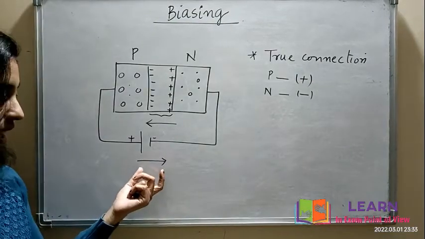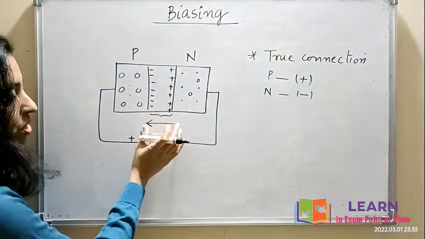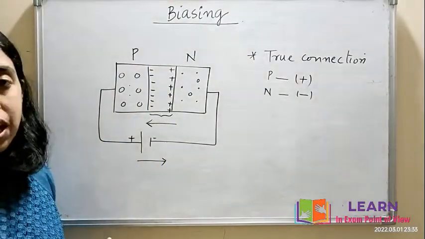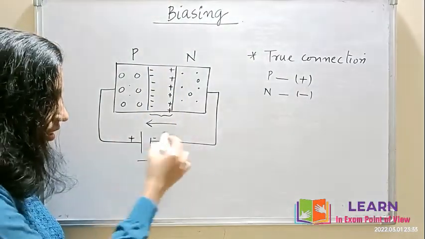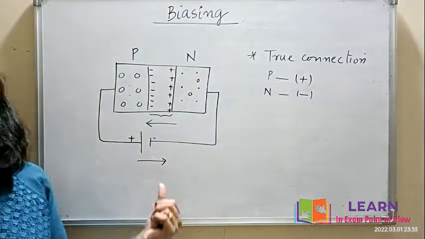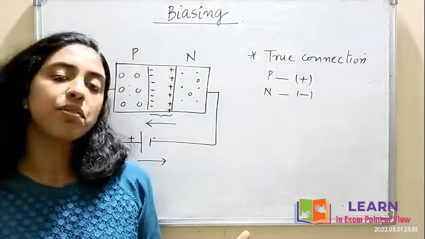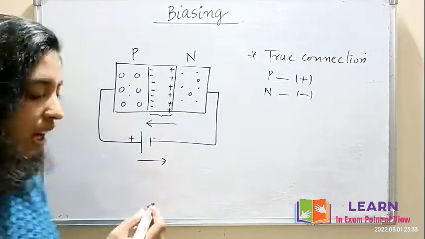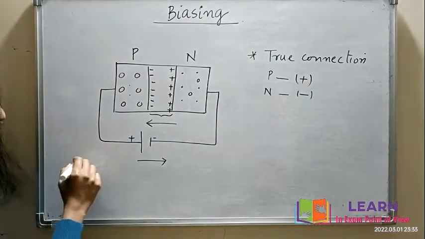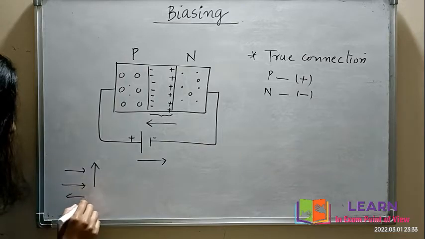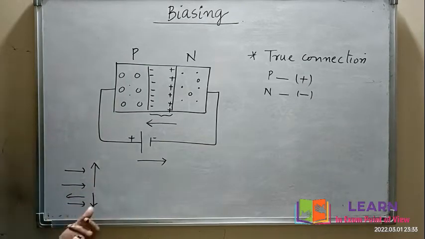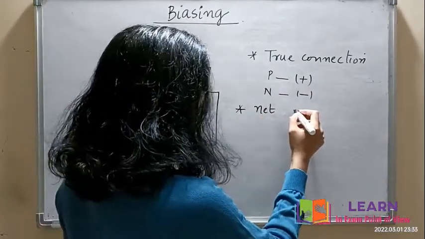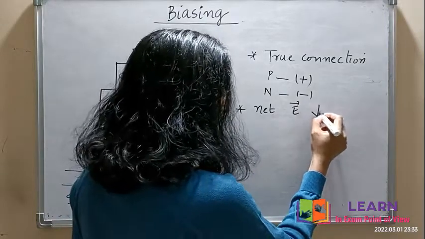So look at the external electric field and the electric field which is created due to the potential difference inside the depletion layer. Both are opposite, right? It is going in this direction, it is coming in this direction. So what happens if we take the net electric field? It will be reducing, right? If both are in the same direction, the net electric field will increase. But if both are in the opposite direction, the net electric field reduces. So in forward biasing, the net electric field decreases.